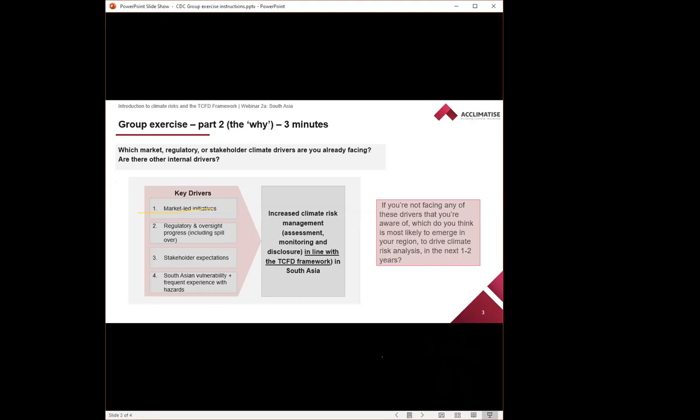So part 2, which is the why, is asking you to consider which market, regulatory, stakeholder, or other climate drivers you're already facing that may be driving you to do TCFD related analysis. And also, if you're not facing any of these drivers yet that you're aware of, we ask you to please consider and list out which you think is most likely to emerge in your region in the next couple of years.